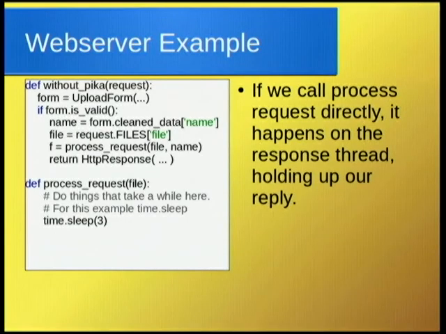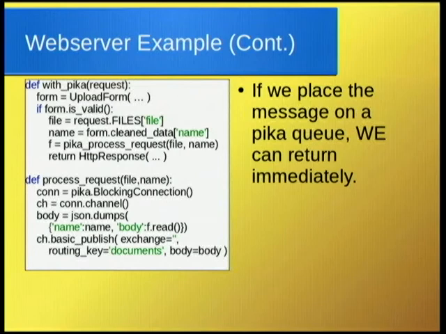Pop back over to our code. We can take a look at what we're going to try next. We're going to try and separate this out with Pika. Go ahead and accept the file, send off a request to process the request, but instead of actually doing the processing right there on that thread, we're going to stick it onto an AMQP queue, waiting for a worker to come around and get it. So all we do is accept a file via request.files, call process request with the Pika this time, and we go into this function.